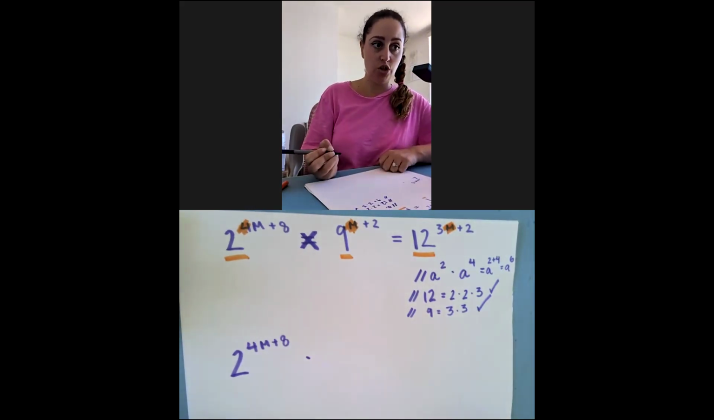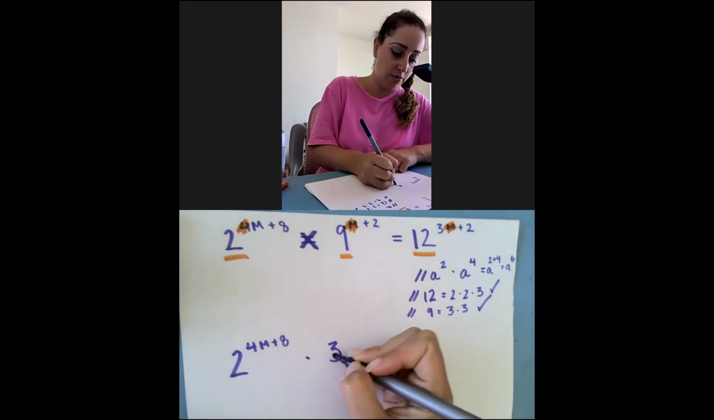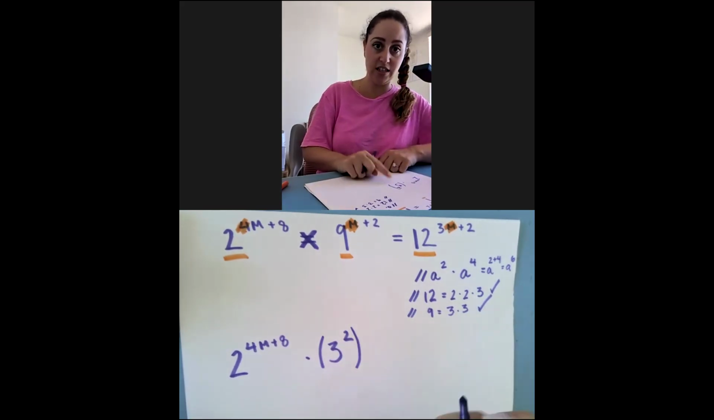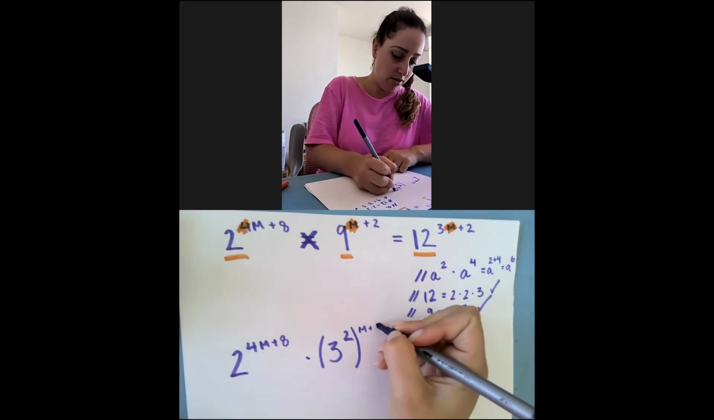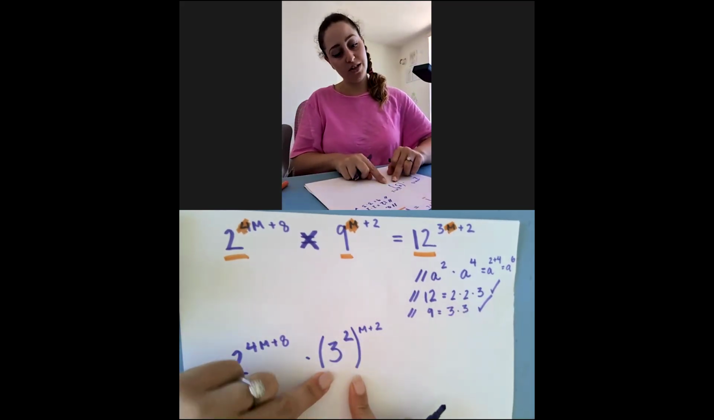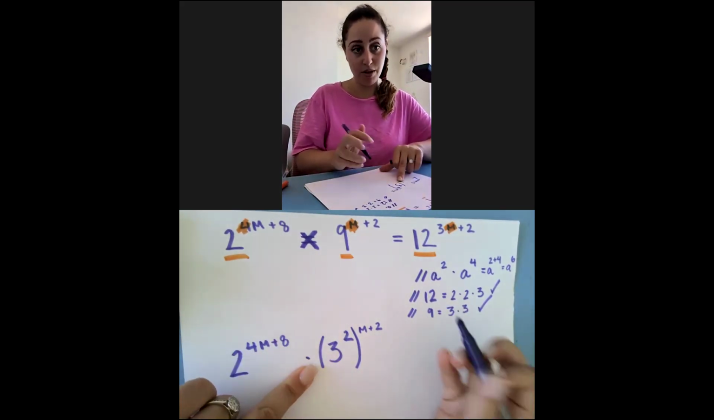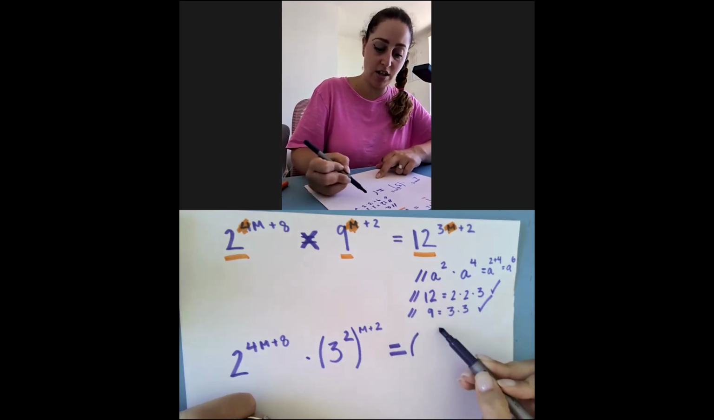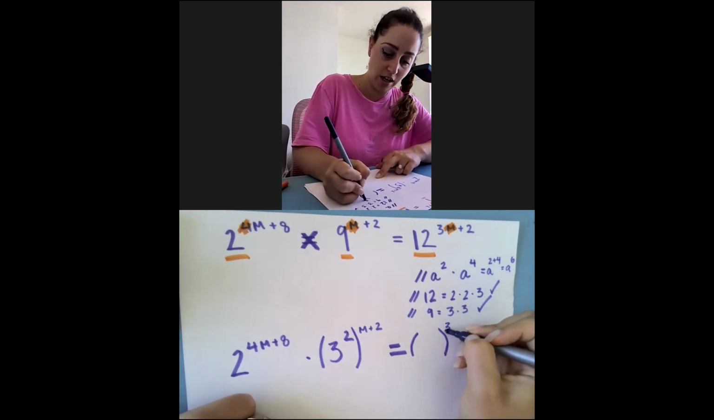I'm going to switch this to a multiplying in that way. The 9 is really a 3 squared. So I'm going to rewrite that 9. I haven't changed anything to the 9. And keeping the exponent the same, this technically still says 9 to the m plus 2. And this all equals, okay, well, let's see. I know that within this parentheses, I will have to make it equal 12.